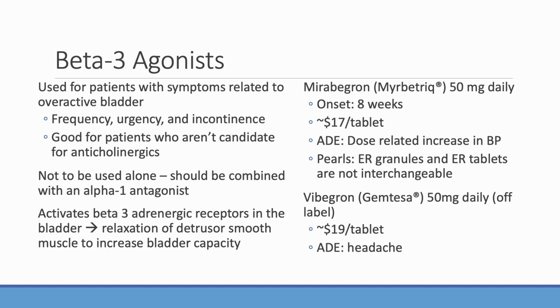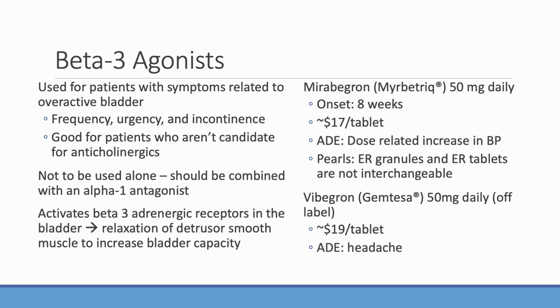And then we have our beta-3 agonist. So these are used for patients with symptoms related to overactive bladder, such as the frequency, urgency, or incontinence. And they're good for patients who aren't candidates for anticholinergics due to some of those side effects or contraindications. These are not to be used alone and should be combined with the alpha-1 antagonist. And what it does is it actually activates beta-3 adrenergic receptors in the bladder. And so this helps to relax that detrusor smooth muscle to increase the bladder capacity.